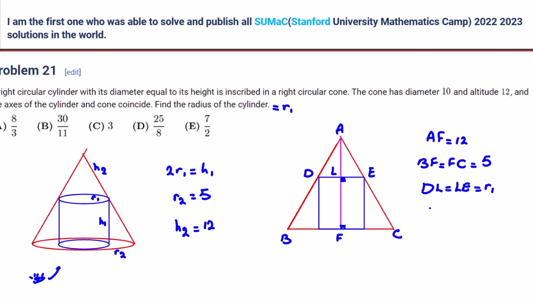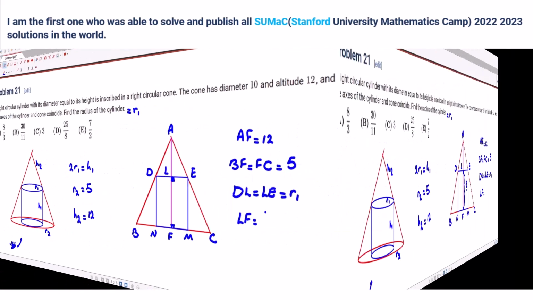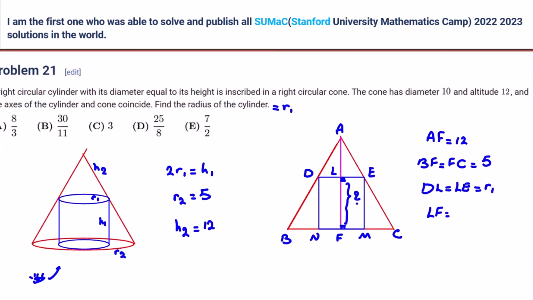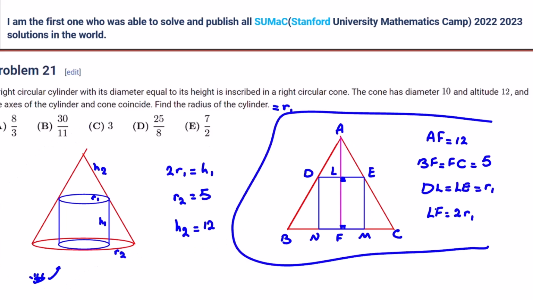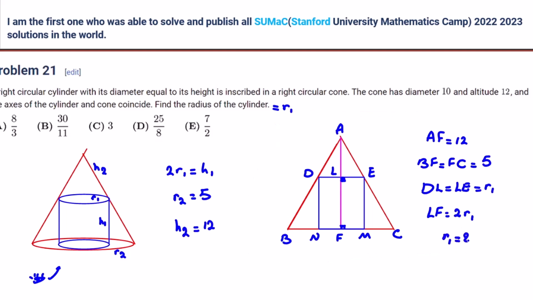And LF is equal to what? LF is H1. Exactly, and H1 is what in terms of R1? 2R1. Exactly. So now you don't need to focus on this part. Only focus on this 2D figure, on this triangle, and you should find what R1 is.